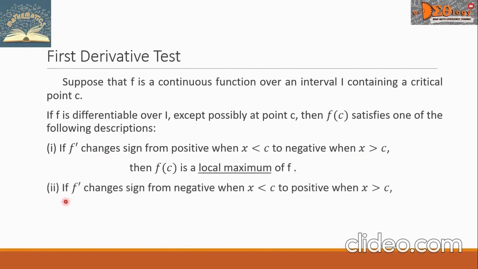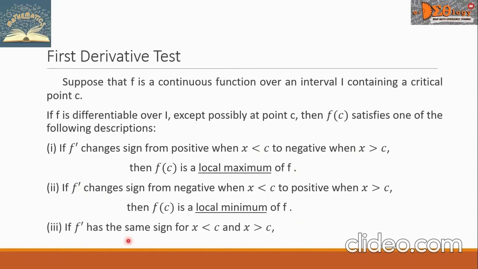Number 2, if the derivative changes sign from negative when x is less than C to positive when x is greater than C, then f of C is a local minimum of f. Number 3, if the derivative has the same sign for x less than C and x greater than C, then f of C is neither a local maximum nor a local minimum of f.